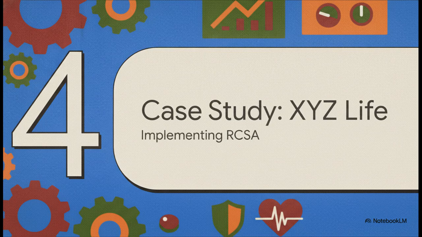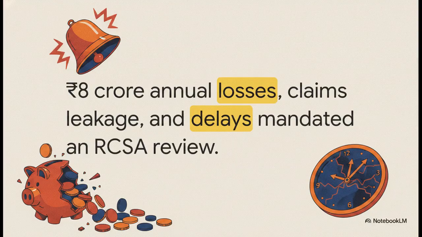Section 4, Case Study on XYZ Life and Implementing RCSA. Let's set the scene here. XYZ Life is this fast-growing insurance company, but right now they are in absolute crisis mode. Remember that 8-crore figure from the beginning of the explainer? Yeah, that's what they are bleeding annually to operational failures. Their death claim settlement process is just drowning in claims leakage, regulators are literally knocking on the door about control gaps, and customers are absolutely furious over turnaround delays. The stakes are huge, so the board steps in and mandates an immediate RCSA review.